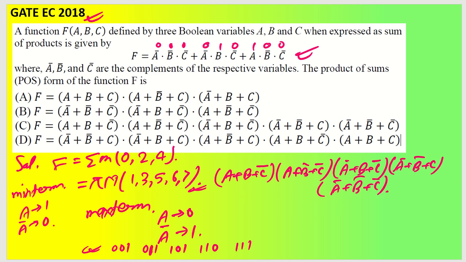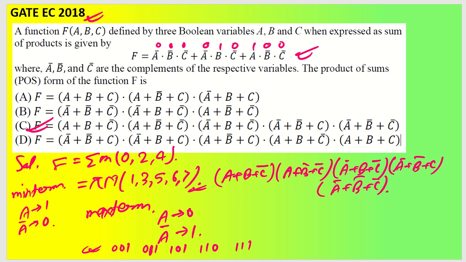So total 5 terms are there. You can see the first two are already gone, only the last two are remaining. So in the last two you can see we have a bar plus b bar plus c bar. So C is the answer. Okay, got it. Let us take the next question.